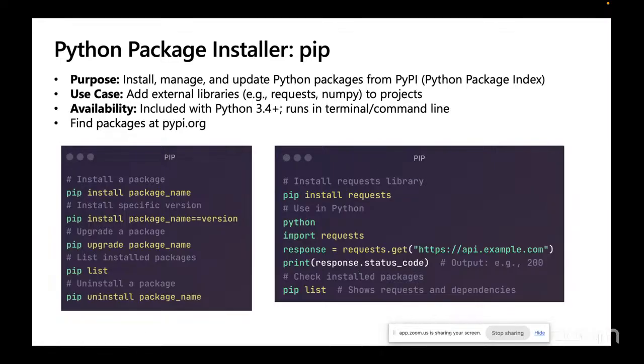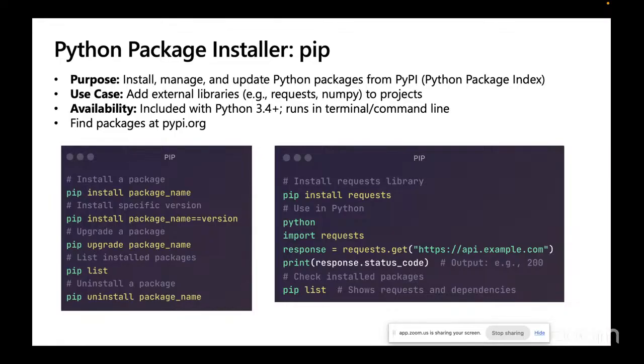This requests library is a third party library, meaning not a part of Python directly. So you have to install it with pip install requests, and then you can use get, post, delete, these methods, and it will provide you a standard response also. So here we are printing the response code. It can be 200, 500, 401, anything, right? And again, if you want to look at the list, you can do pip list. So this is how you use the pip installer.